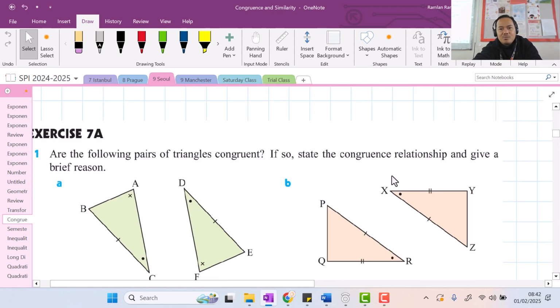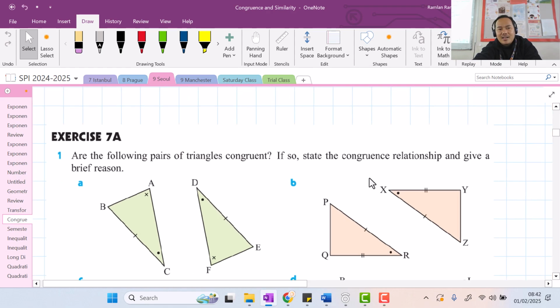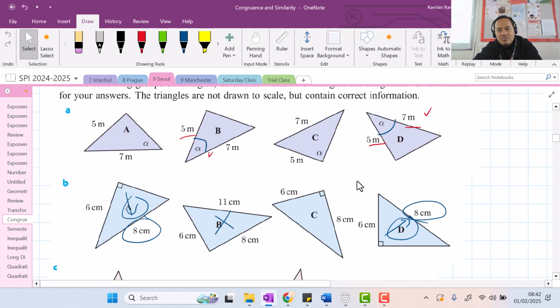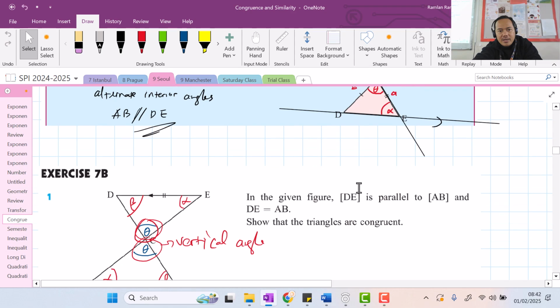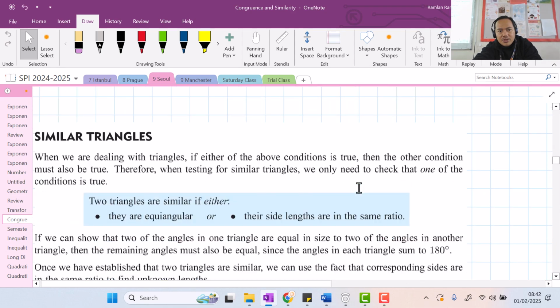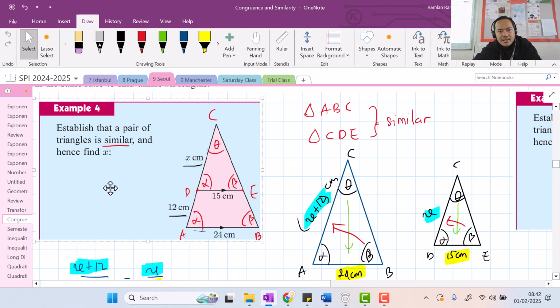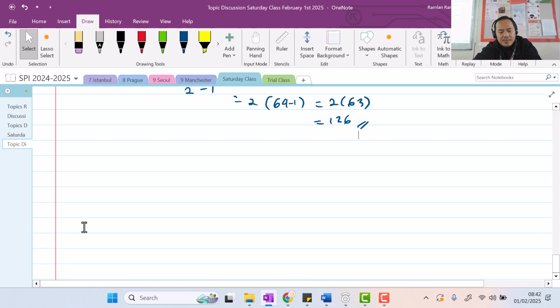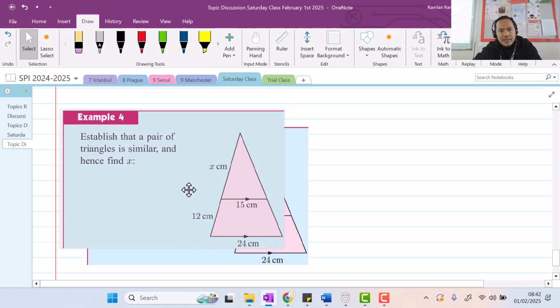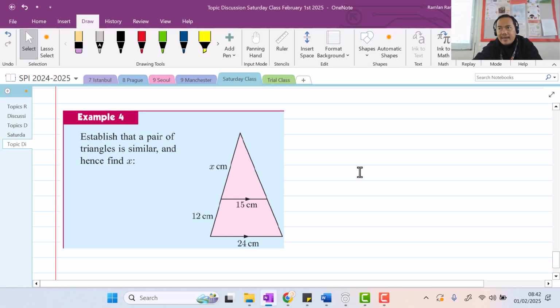Saya nggak akan keluarin misalnya angle side gitu, nggak ya. Langsung aja pakai angka ya. I'm just gonna go for numbers. Okay, I'm gonna go and take one question here. Let's say this guy. I'm gonna go with that. Okay, here we go. Establish that a pair of triangles is similar and hence find the x value.